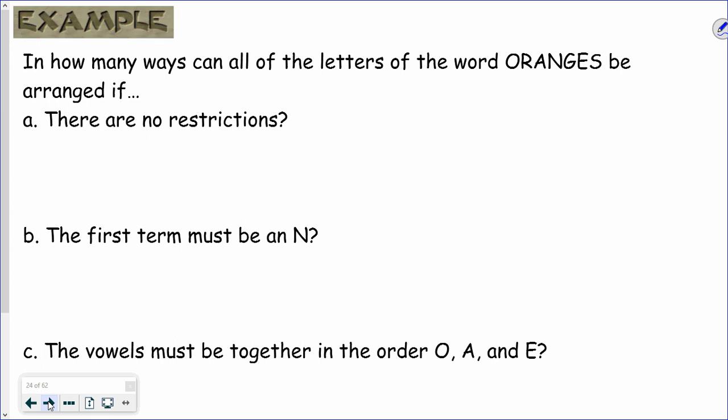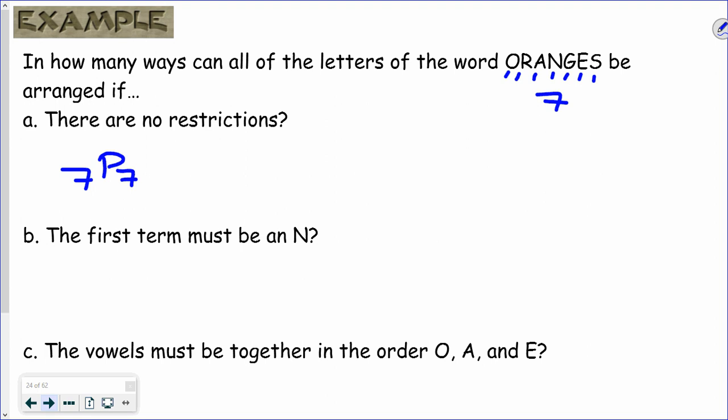In how many ways can I arrange all the letters of the word "oranges"? So 1, 2, 3, 4, 5, 6, 7. There are 7 letters there. If there are no restrictions, that means I just arrange them all. I have 7 letters. I need to pick all 7.